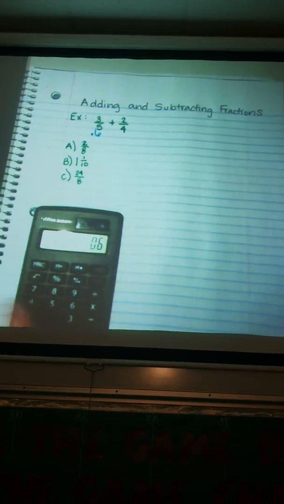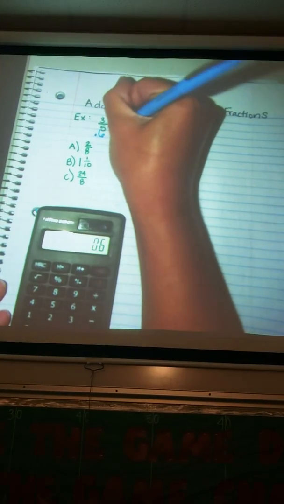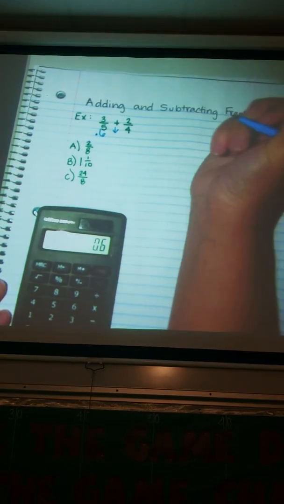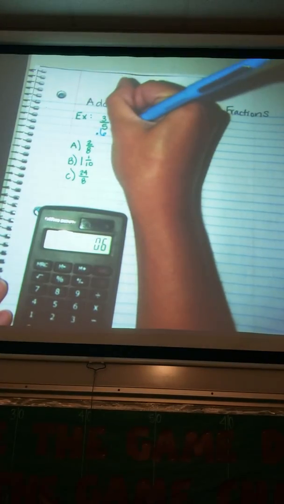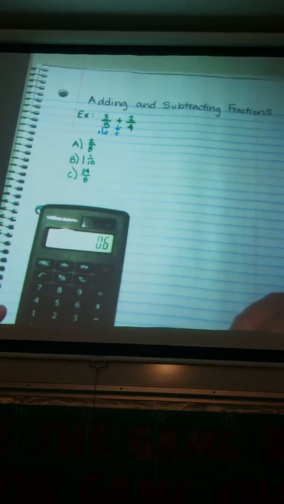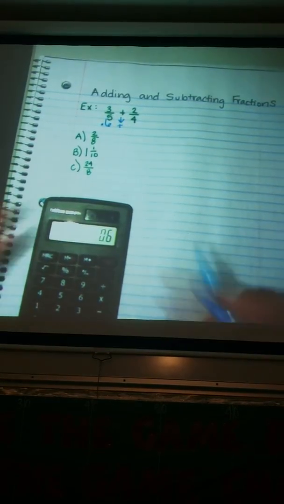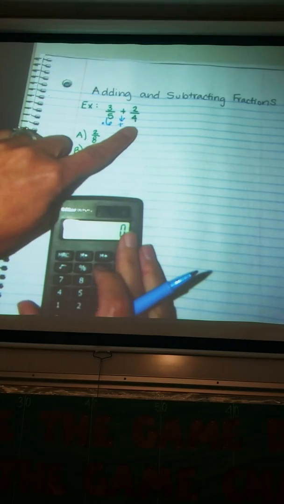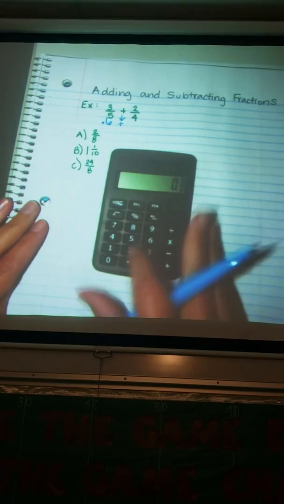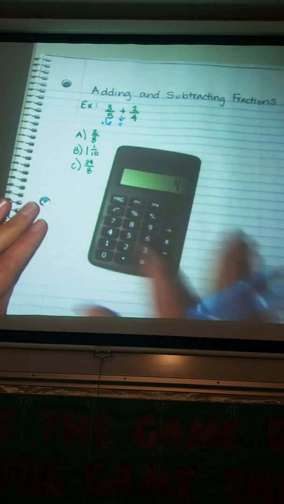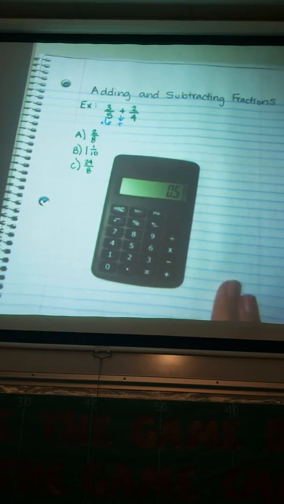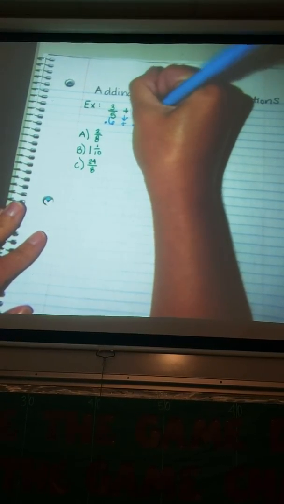Alright, I'm going to bring my sign down. The operation I need to do is addition, so I'm just going to bring it down. It doesn't matter that I'm changing it from a fraction to a decimal, I still need to add. Now I need to turn 2/4 into a decimal. So 2 divided by 4 equals 0.5. So I'm going to write it below the fraction that it goes with, or the corresponding fraction. Okay?